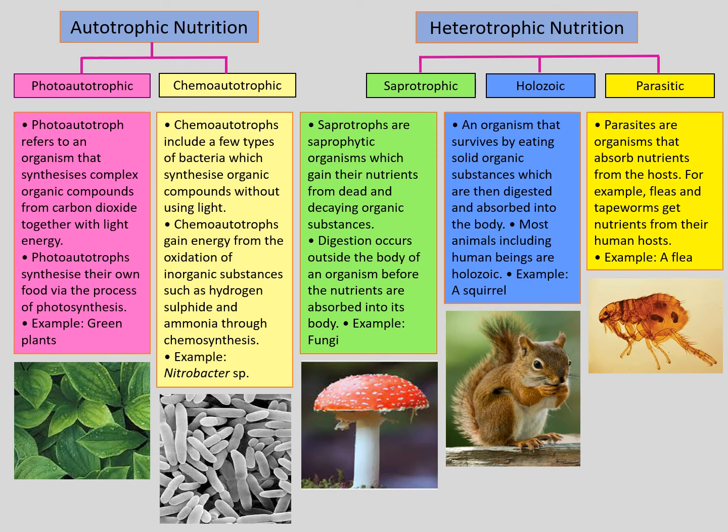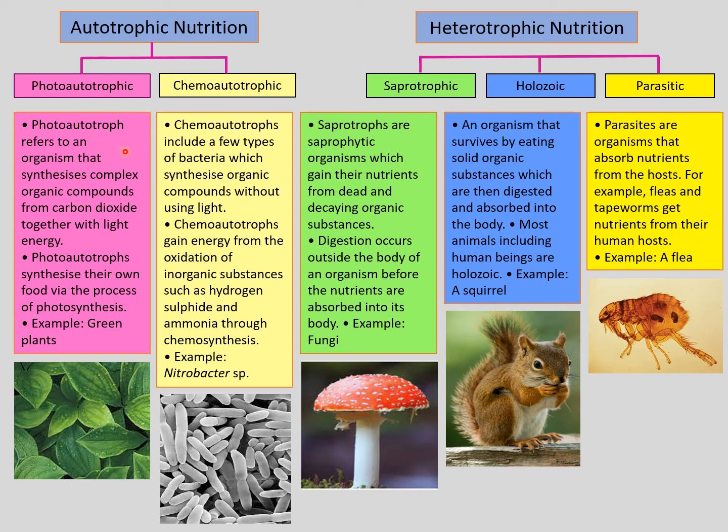There are two types of nutrition, which are autotrophics and heterotrophics. Autotrophics consist of photoautotrophics and chemoautotrophics, whereas heterotrophics consist of saprotrophics, holozoic, and parasitics.